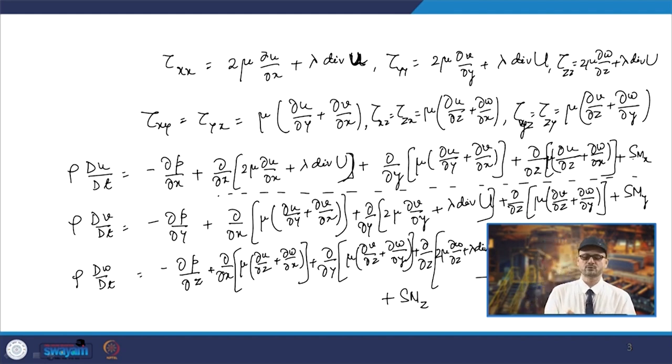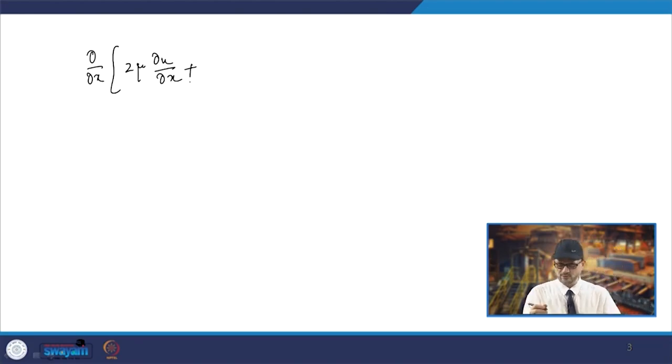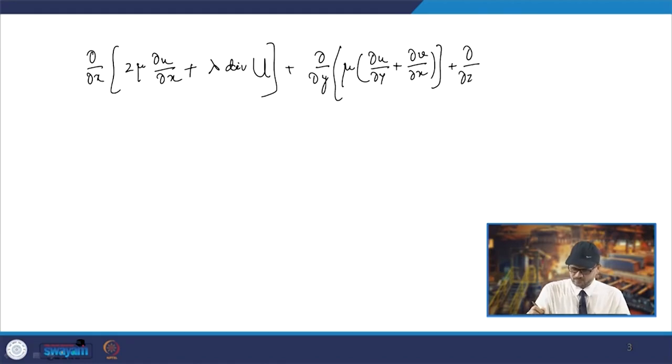If you take this part, we can rewrite it further. We are writing ∂/∂x of 2 mu ∂u/∂x plus lambda div u, and then you had the term ∂/∂y of mu times (∂u/∂y plus ∂v/∂x), and then ∂/∂z of mu times (∂u/∂z plus ∂w/∂x).